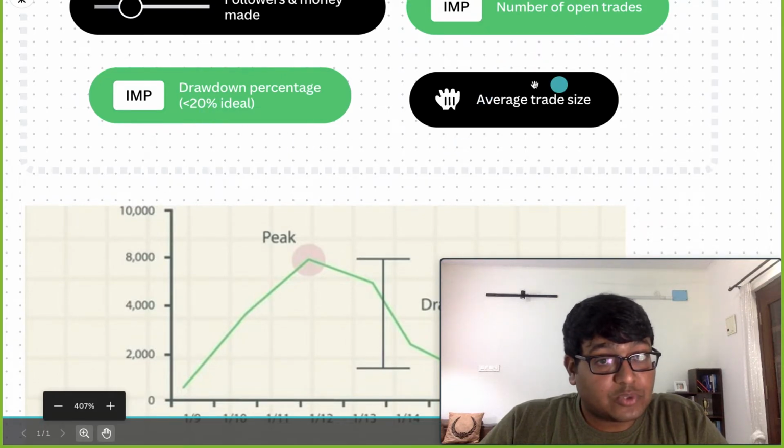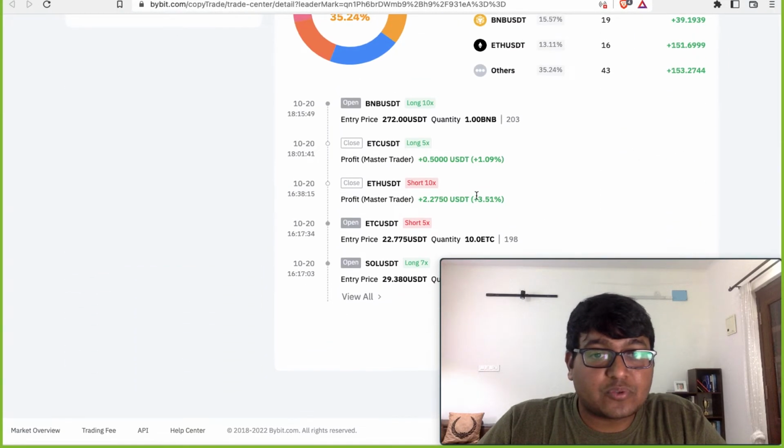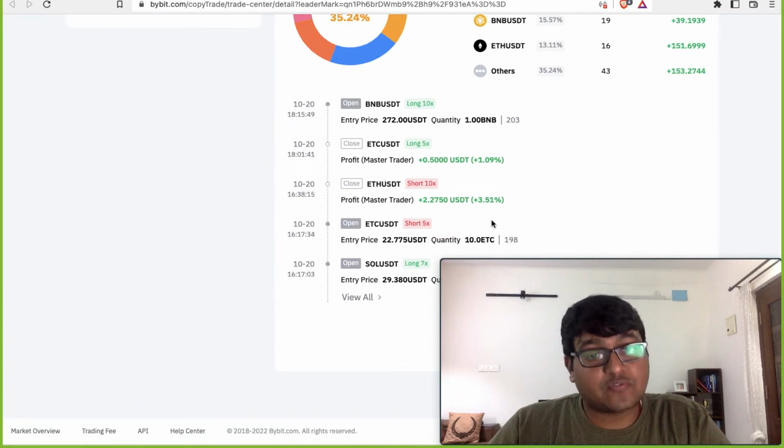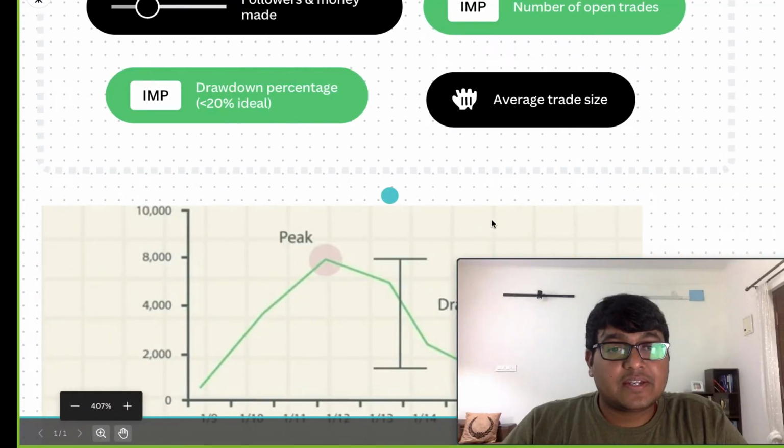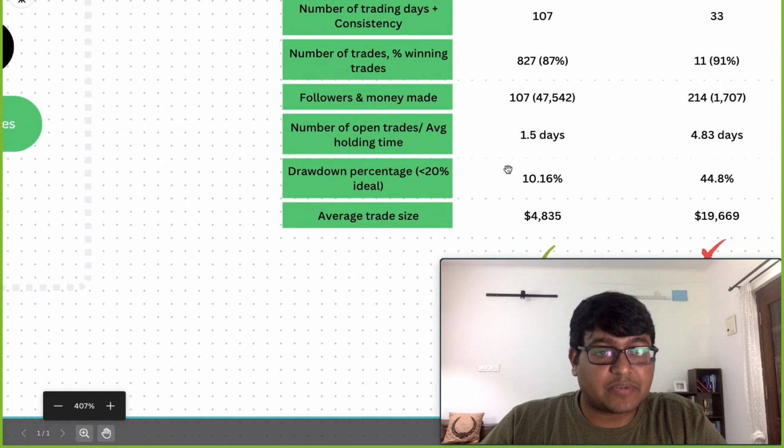Then the last thing that you must look at is average trade size. So how do you find average trade size? In some websites you directly have it. In others, you might have to look at these numbers here and the past orders, and it'll give you an idea of what is the trade size that they're taking. I've consolidated the data in a particular table here. Let me just open that up for you.